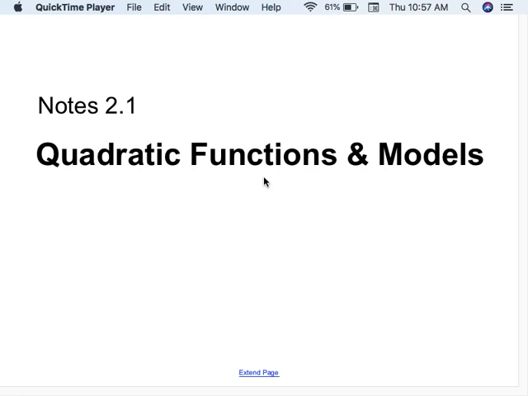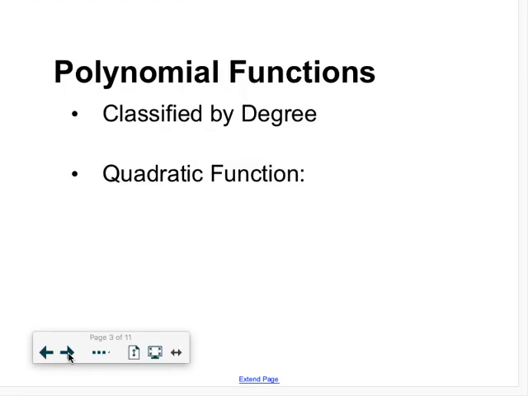Okay, so we're going to be talking about quadratic functions and models today, and we're specifically going to be working with something called standard form, which is a little bit different than the standard form that you learned in Algebra 2, but it's a form that you're familiar with. So we'll talk about that when we get there. To go ahead and start, I'm just going to really quickly chat about polynomial functions, because quadratics are a subset of the polynomials.